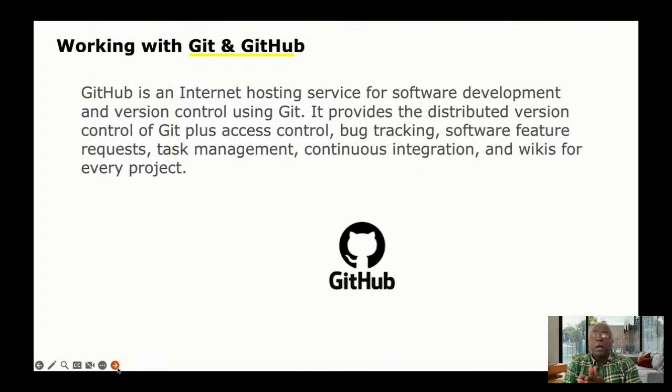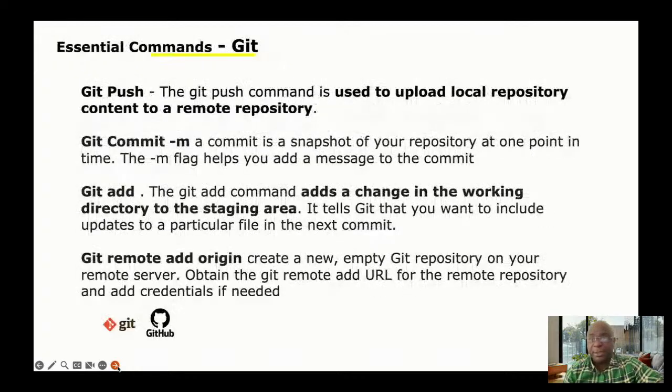Now what about GitHub? These are all the things that we're going to be working with today. So what is GitHub? GitHub is an internet hosting service for software development and version control using Git. It provides distributed version control. It does a lot of cool things. We can use it for feature requests, task management, continuous integration, and so many cool things that we are going to be looking at in the course of the series.